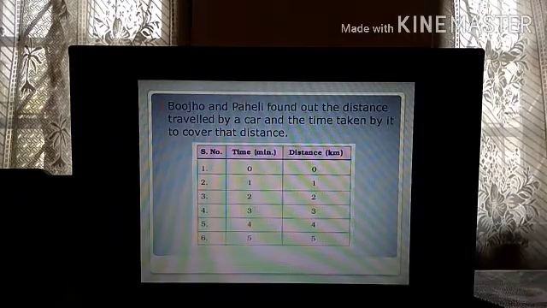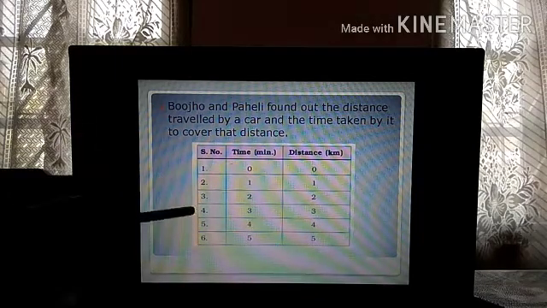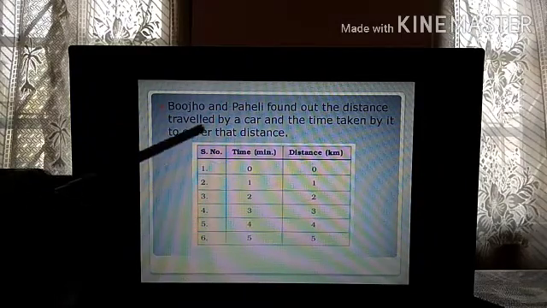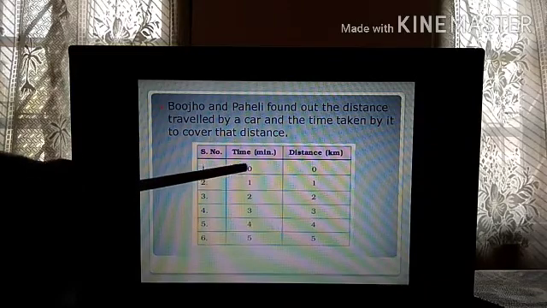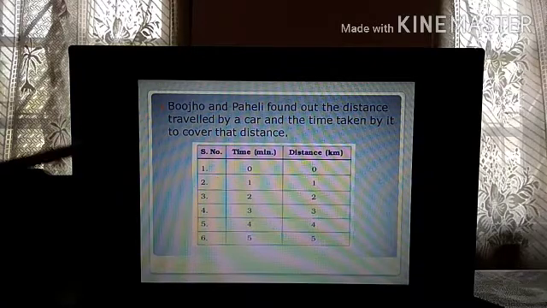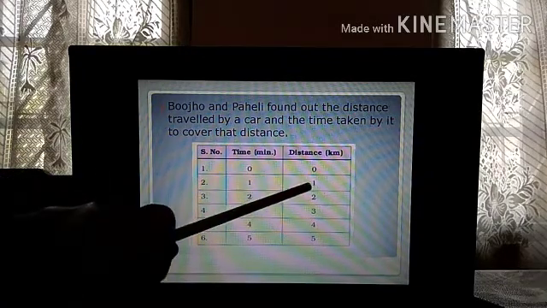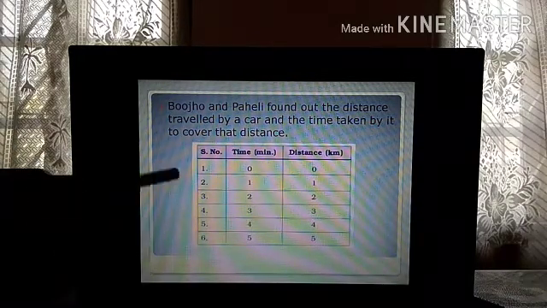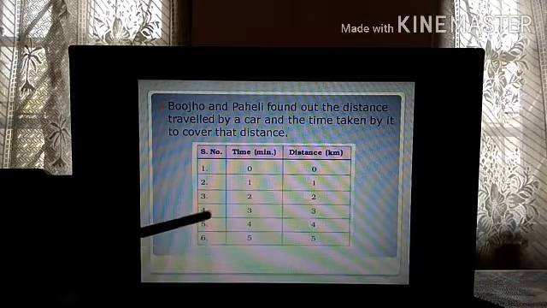Now, Bojo and Paheli found out the distance traveled by a car and the time taken by it to cover the distance. Suppose this is a table where you are given the distance covered as well as the time taken to cover the distance. For example, this is the serial number. When the time did not start, the car did not travel any distance, so it is 0. When the time was 1 minute, distance covered 1 kilometer. After 2 minutes, 2 kilometers. After 3 minutes, 3 kilometers. 4 minutes, 4 kilometers. 5 minutes, 5 kilometers.